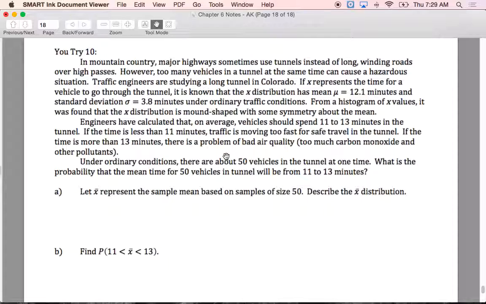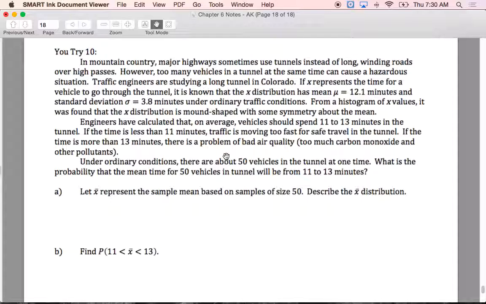So we have, in mountain country, major highways sometimes use tunnels instead of long winding roads over high passes. However, too many vehicles in a tunnel at the same time can cause a hazardous situation. Traffic engineers are studying a long tunnel in Colorado. If X represents the time for a vehicle to go through the tunnel, it is known that the X distribution has a mean of 12.1 minutes and standard deviation of 3.8 minutes under ordinary traffic conditions. From a histogram of X values, it was found that the X distribution is mound-shaped with some symmetry about the mean.